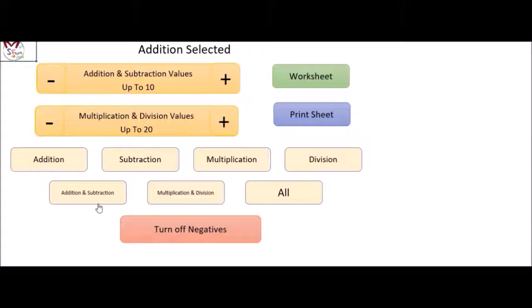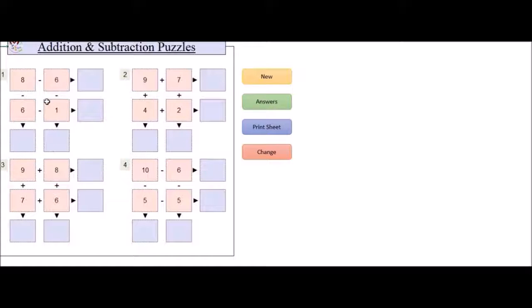So addition and subtraction, if we want to choose only addition, only subtraction, only multiplication, only division, we can have addition and subtraction, multiplication and division, or we can have all four rules. We can turn on and off negatives. Negatives were turned on, so we turn off negatives, and we're going to do addition and subtraction up to 10. So we go here, tells you at the top, addition and subtraction is selected, and it's up to 10. Go to the worksheet, and now we have an easier addition subtraction puzzle for the less able or lower grades.